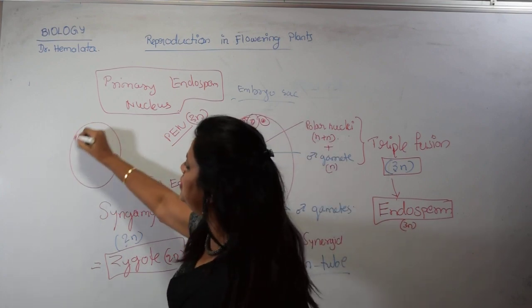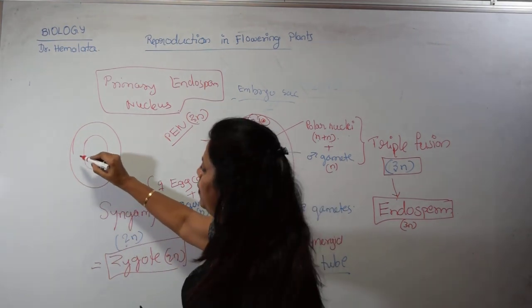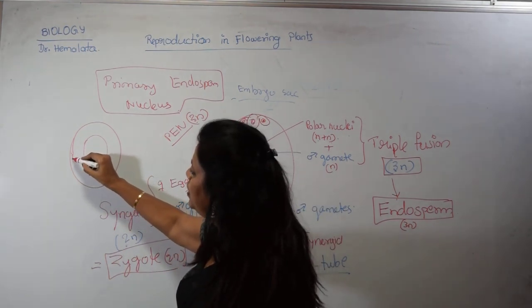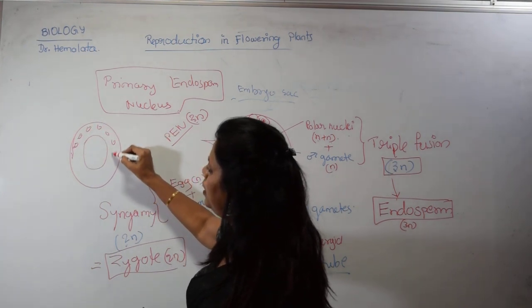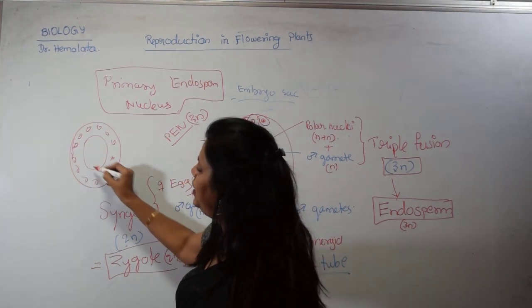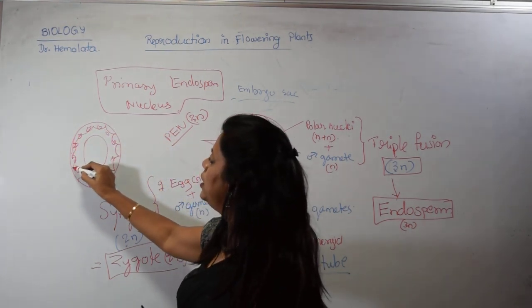So imagine this is the triple fusion. All the nuclei develop. A vacuole develops in the center, and all these primary endosperm nuclei start moving towards the end. These are triple fusion nuclei. Then slowly at the end, cellularization starts forming.